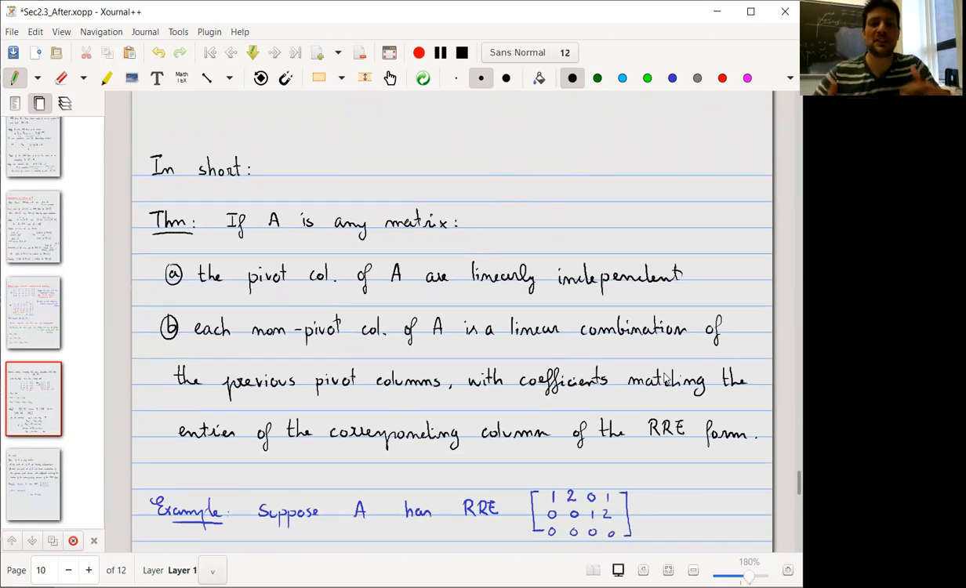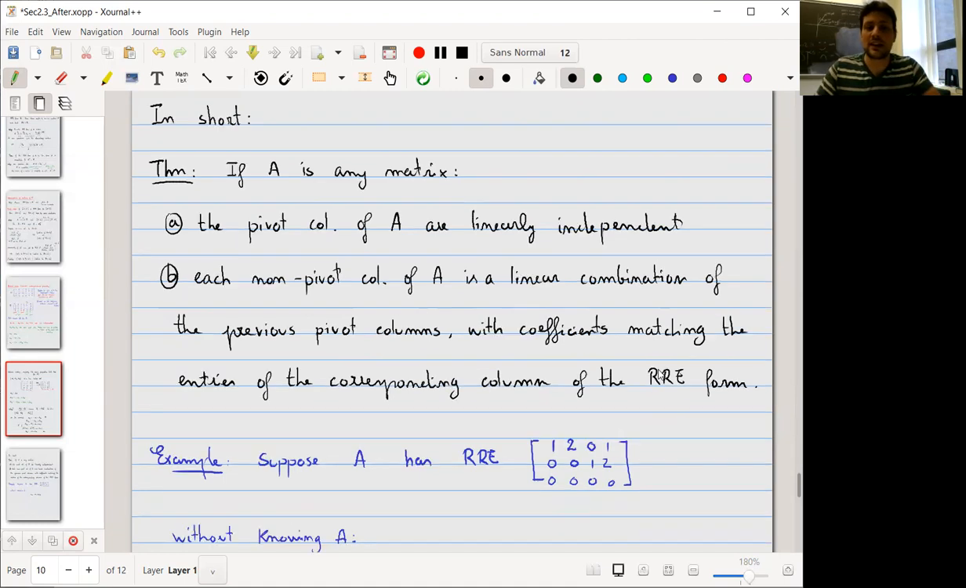This consequence is so important that it deserves a theorem to just pack it all together. What we just saw is that if I give you any matrix A, then its pivot columns are linearly independent because the corresponding columns in the row-reduced echelon form are, and its non-pivot columns are linear combinations of the pivot columns whose coefficients match the corresponding coefficients in the reduced row echelon form. The theorem is a mouthful, but it's exactly what we've been doing.